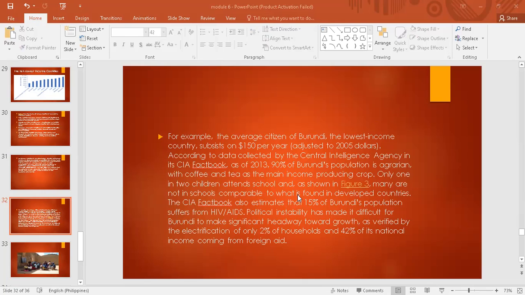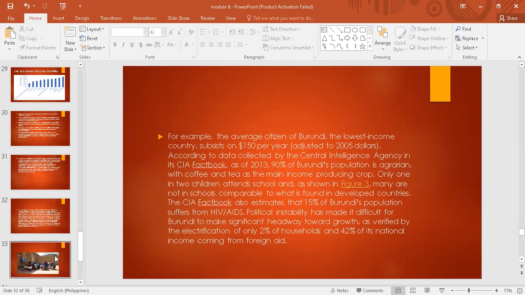Sa atin, if 5 kayong magkakapatid, your parents will be able to send you to school even if that is public, and kung meron pa talagang nakakaangat, sa private schools, no? Lahat 'yun papasok sa school. Sa kanila, if you have 2 children, isa lang ang nakakapasok sa school. Many are not in schools comparable to those in developed countries.